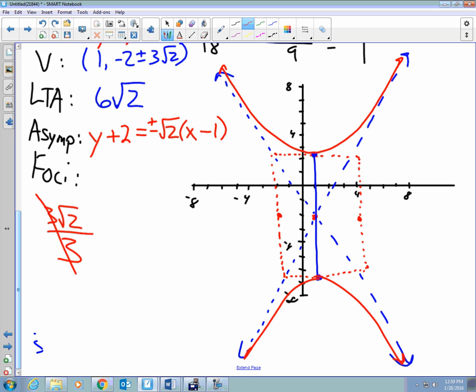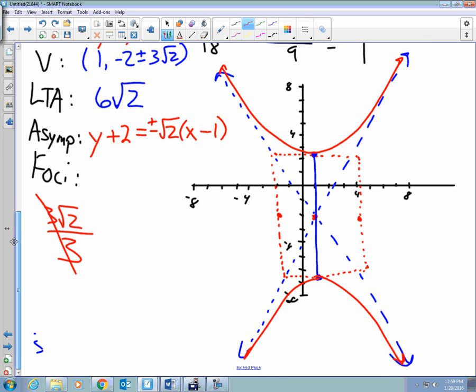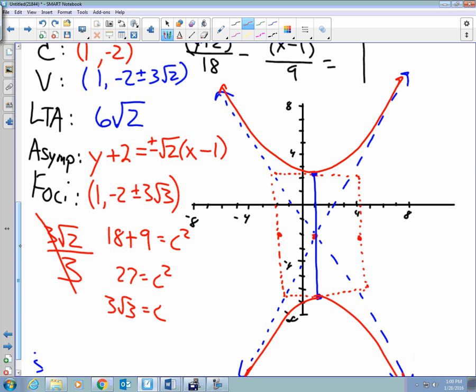And to find the foci, what's my equation? So 18 plus 9 is c squared. It's 18 plus 9. 27 is equal to c squared, or c is 3 roots of 3. That will affect the y value, so 1, and then negative 2 plus or minus 3 roots of 3. And you can plot those as you want to.